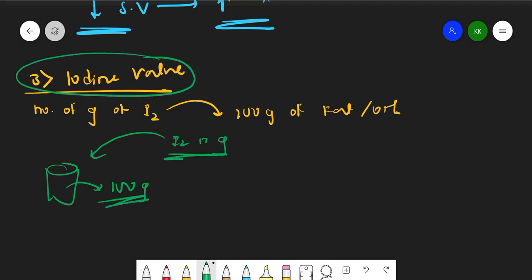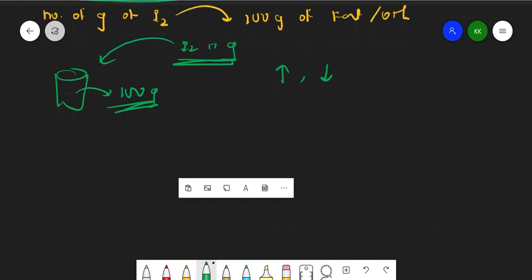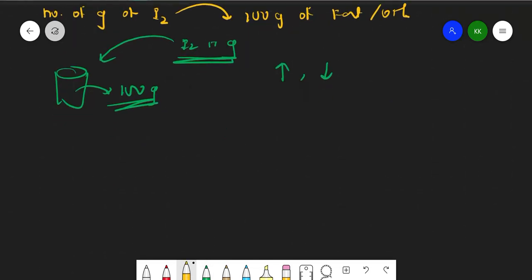Greater the number of iodine grams it combines, greater will be the iodine value. Smaller the number of grams of iodine it combines, lower will be the iodine value. Like that you can remember. So how will it combine? One thing you remember, this iodine value is there, no?